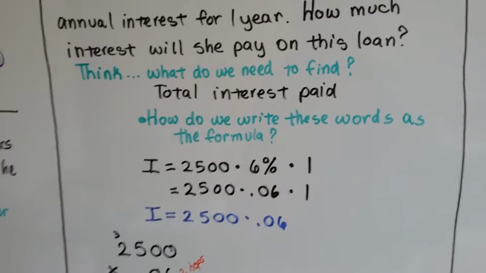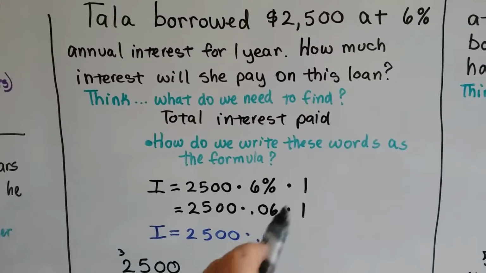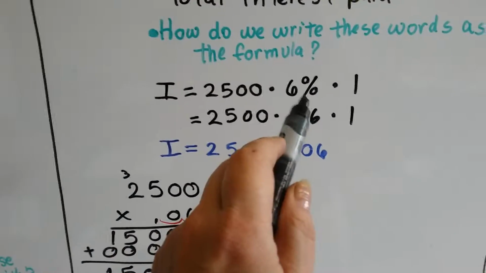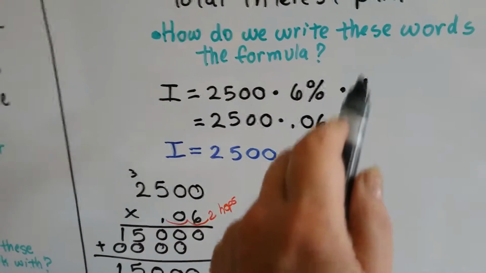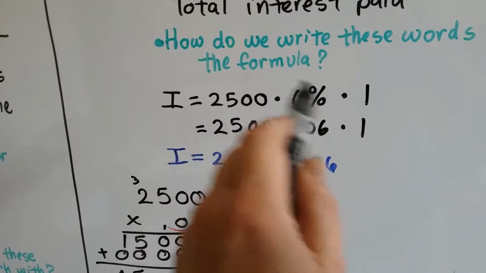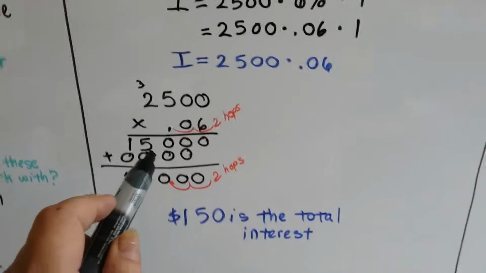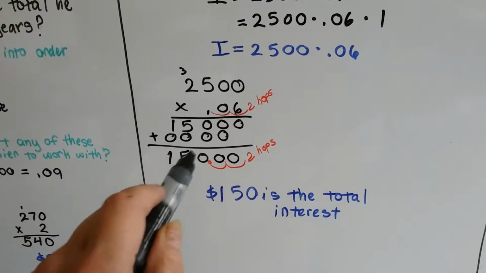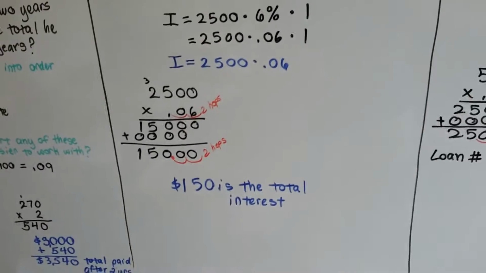So how do we write these words as the formula? Well, we've got $2,500 as the principal, 6% is the rate, and it's for 1 year. So we've got 2,500 times 6% times 1. We need to rewrite that percentage to make our life easier, don't we? So we've got 2,500 times 0.06 times 1. Well, identity property, do we really need to multiply it by 1? Whatever we multiply this by is going to be the answer, isn't it? So we do multiply 2,500 times 0.06. We see there are 2 hops in the equation for decimal places, so there are 2 hops in the answer. Our answer is $150. See? We don't need to multiply that by 1 because it would still be $150.